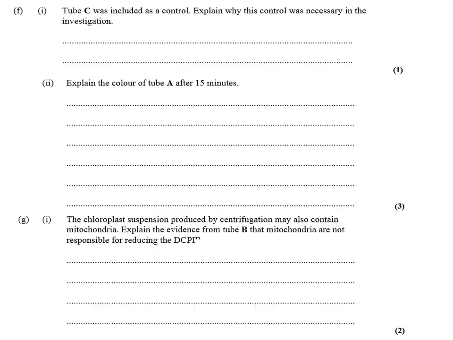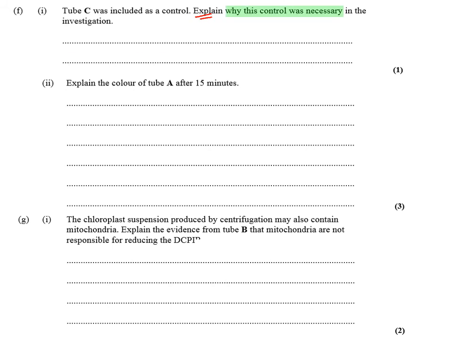Now we can start to look at the actual questions then. And the first question is, in tube C, it states that it was used as a control, but it says explain why this control was necessary. So it's actually asking us to say why we've done this part of the experiment with this control that we've used with no chloroplast inside.